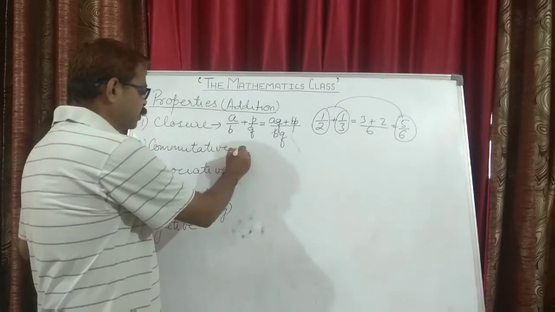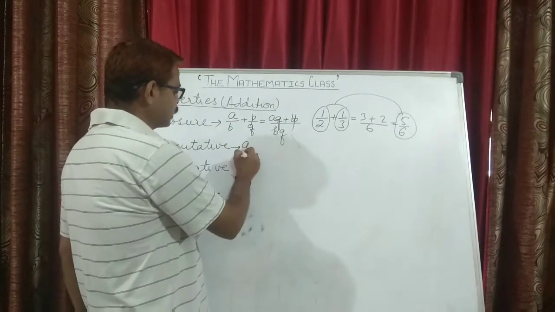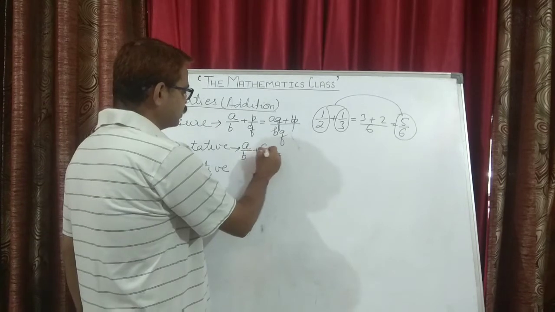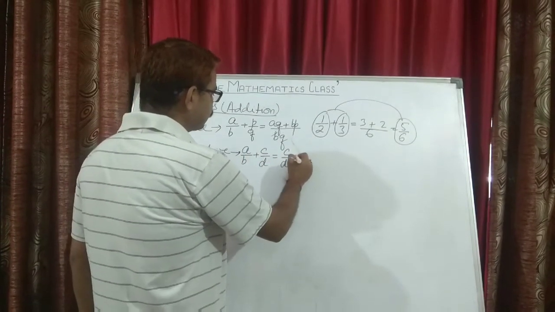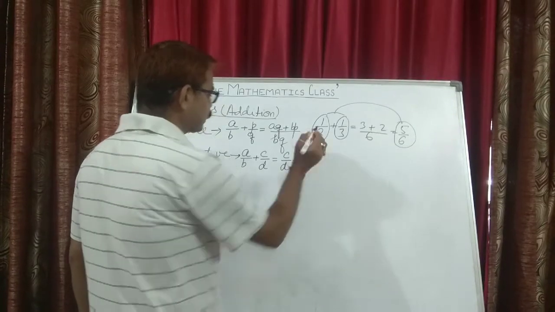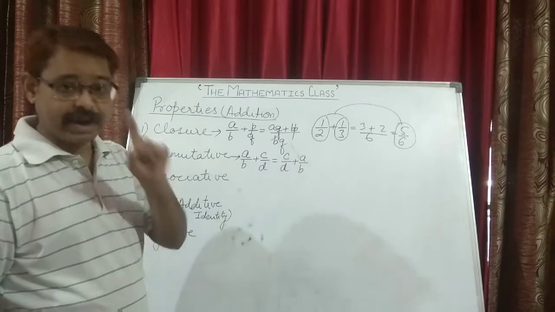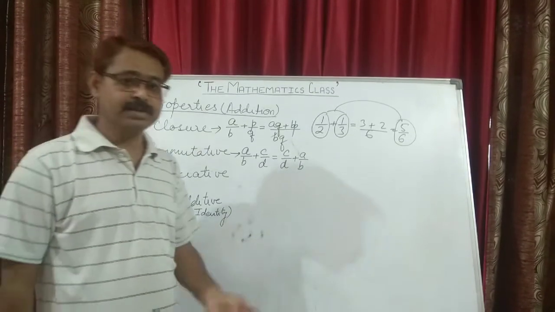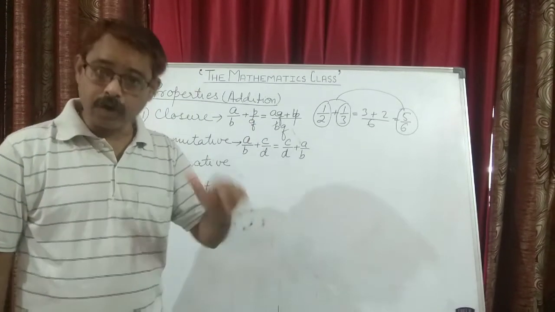Next is commutative property. What is commutative property? If you take two rational numbers, A upon B plus C upon D, that will be equal to C upon D plus A upon B. Means addition of any two rational numbers does not depend on their order of addition.